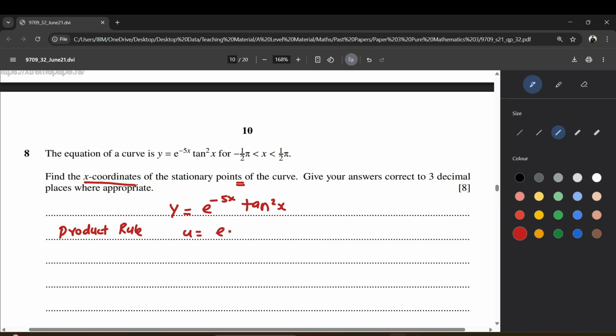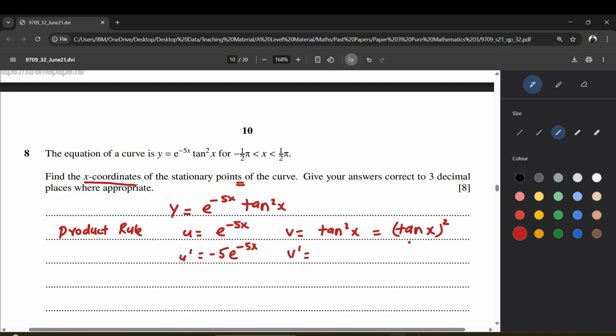So u is equal to e to the power minus 5x, v is equal to tan squared x. So we can write this as tan x to the power 2. Okay, u dash will be, first I'm going to write e to the power minus 5x multiplied by the derivative of what's inside the function. So that will be minus 5.